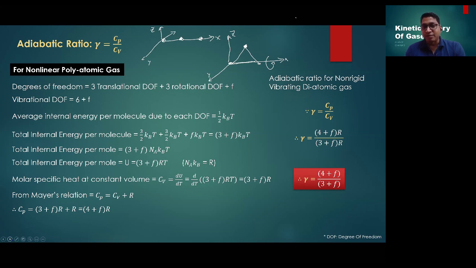So (5 by 2 plus f) kBT for linear polyatomic gas. Okay, then (5 by 2 plus f) R. Cp कितना हो जाएगा? 5 by 2 plus 1, 7 by 2, (7 by 2 plus f) R. तो यहाँ पे क्या डिफरेंस आ जाएगा तुम्हारा? This will become 7 by 2 plus f, and then 5 by 2 plus f. That accordingly you can make the changes. जब आपको numerical आएगा तो you have to be very careful कि what they are talking about, linear or non-linear. So be very careful. ठीक है?